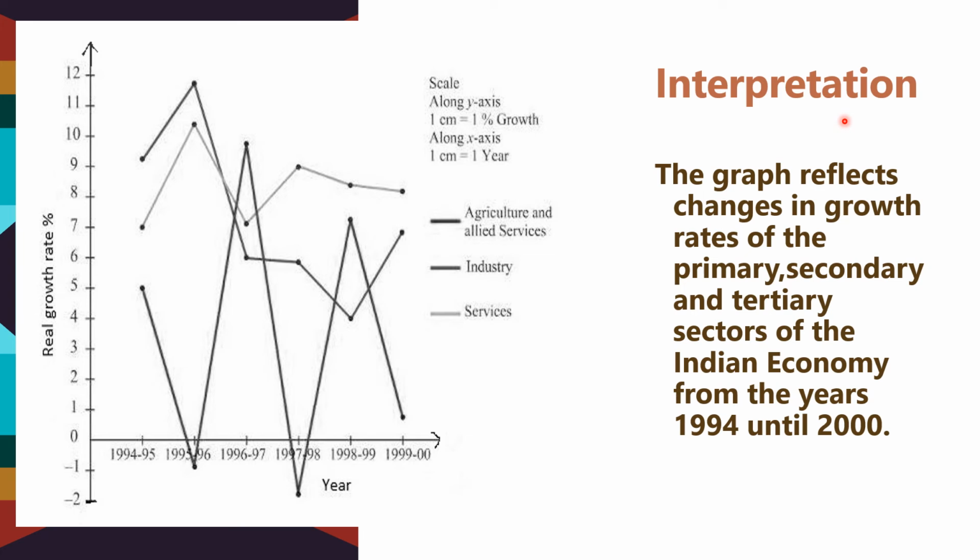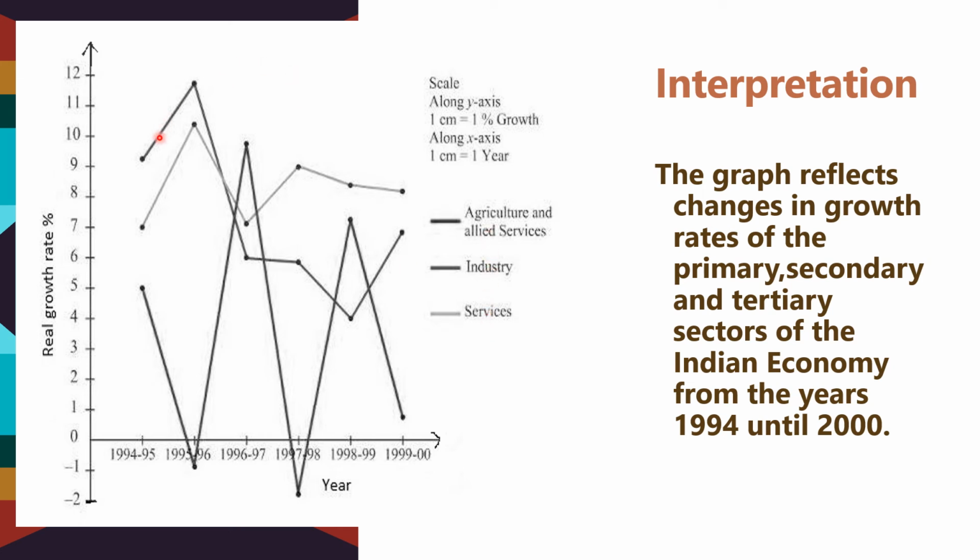So what I want you to do further on now with the diagrams that I've shown in the video, I want you to be able to interpret the diagram or at least explain the diagram. So the graph reflects changes in growth rates of the primary, secondary and tertiary sectors of the Indian economy from the years 1994-95 until 1999-2000. So you can see we have the agriculture and allied services, we have industry and services.